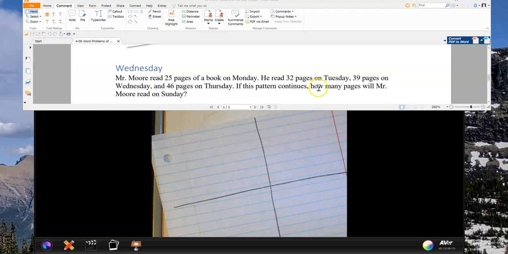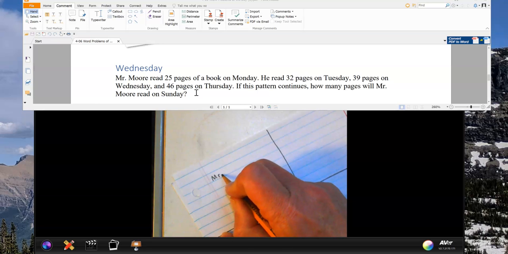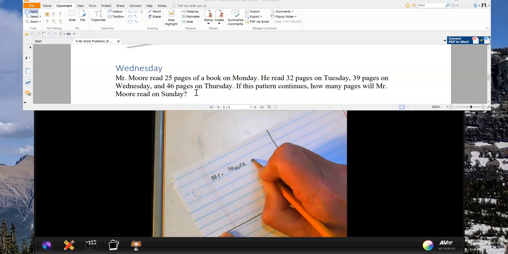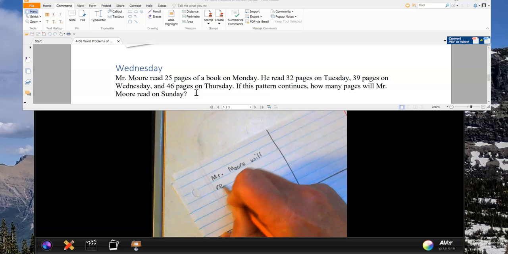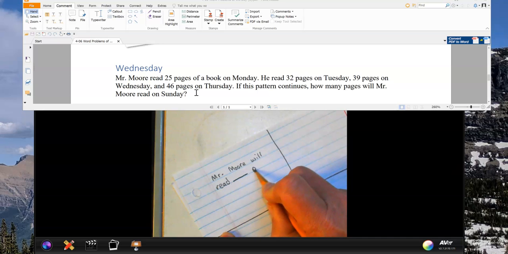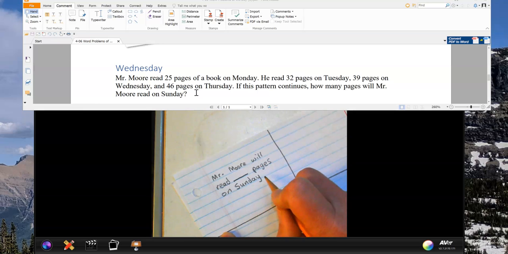Here is the question. How many pages will Mr. Moore read on Sunday? So I'll turn that into an answer sentence. Mr. Moore will read blank pages on Sunday. Make sure you use the words pages and on Sunday in your answer sentence. You could use he for Mr. Moore if you want to.